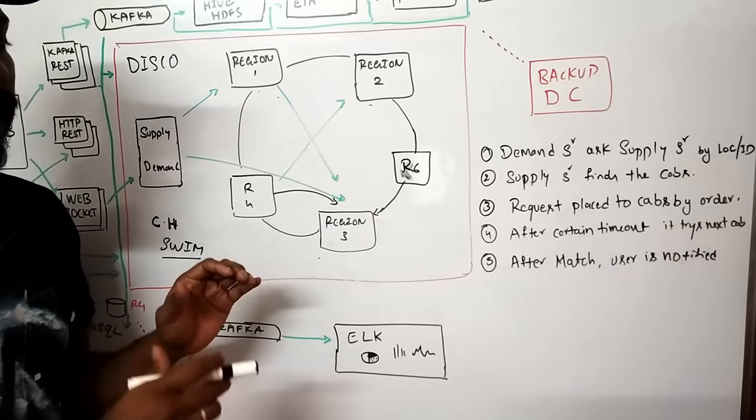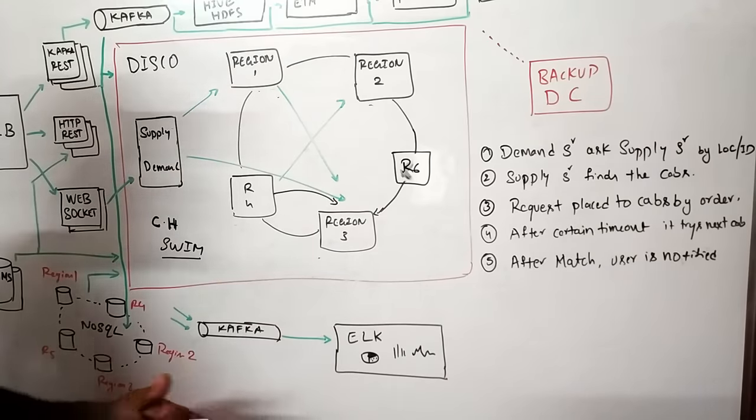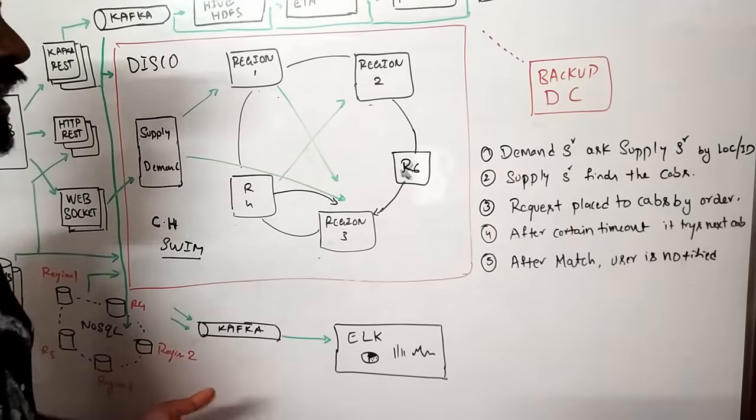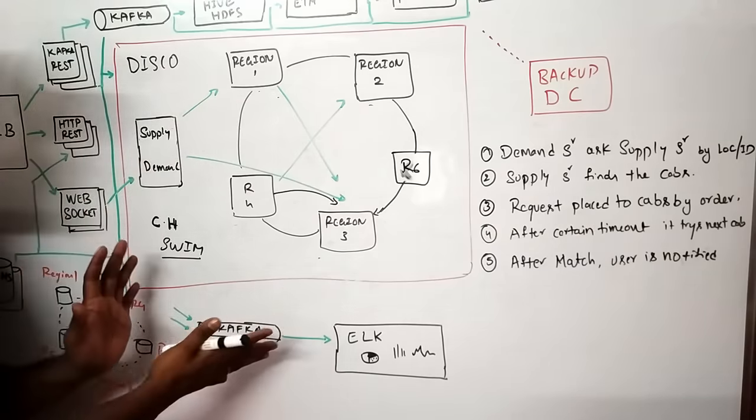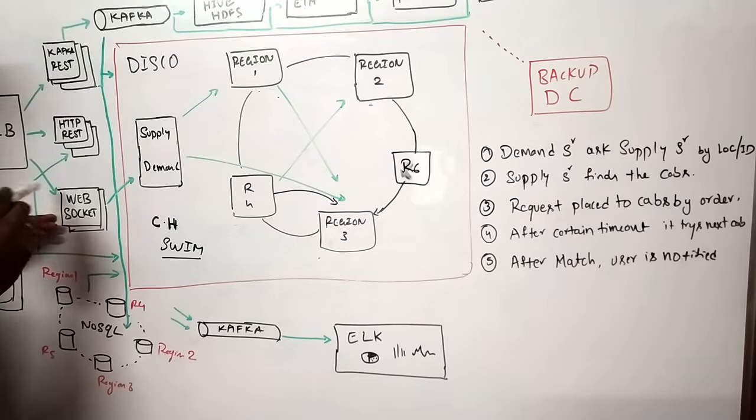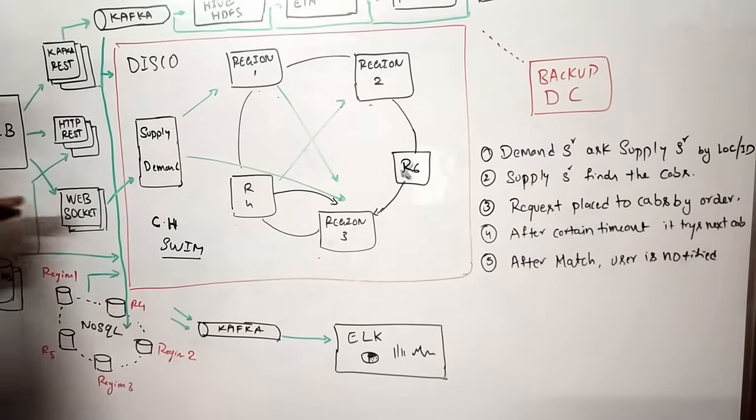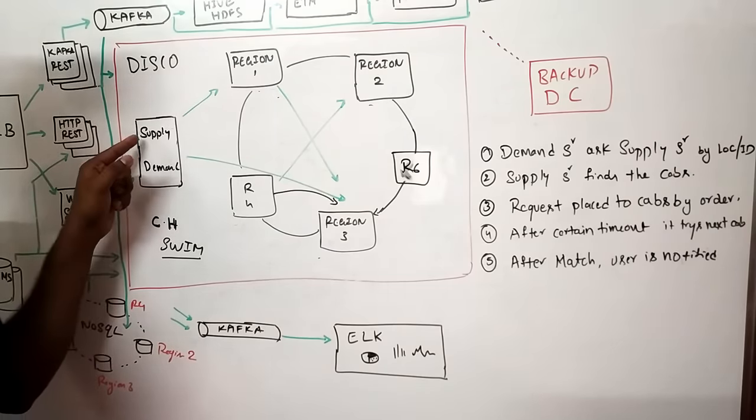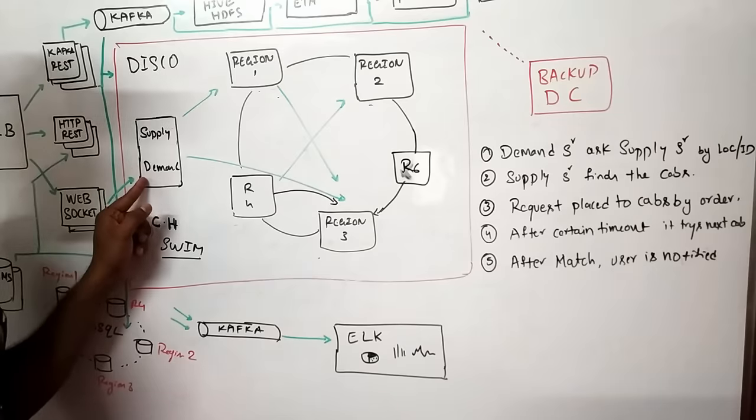Now, let's see how this particular setup works in real time when a user places a request for a cab or a ride. You know that the WebSocket has a connection to the user and to the cabs, right? So when the user places a request for a ride, the request lands on the WebSocket, and this WebSocket hands over the request to the demand service.